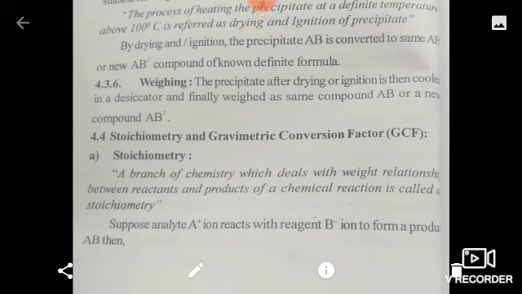Then the next topic is the stoichiometric and gravimetric conversion factor. This topic we will see in the next lecture.